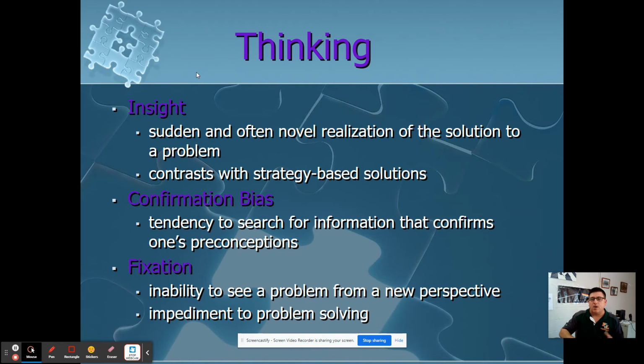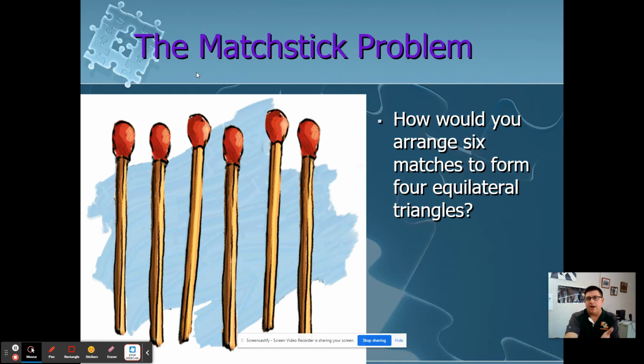Fixation is the inability to see a problem from a new perspective, impediment to problem solving. People who get fixated often cannot find the solution to an answer. For example, how would you arrange these 6 matches to form 4 equilateral triangles? You could try this on your own, but there is a solution.